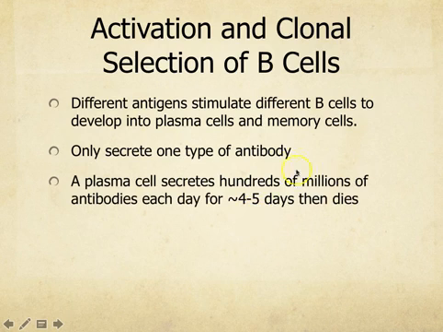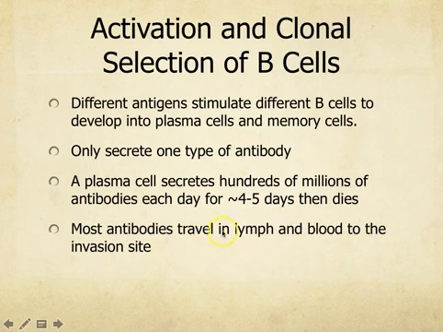But oh my goodness, look at this. A plasma cell secretes hundreds of millions of antibodies each day for 4 to 5 days. Hundreds of millions of antibodies every day, just one little plasma cell. That is immense. That is incredible. Sometimes it just does not cease to amaze me, the numbers that our body deals with sometimes, right?